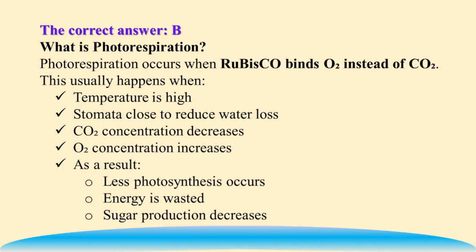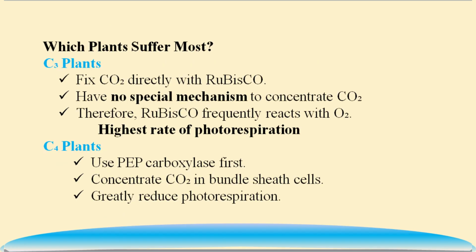The correct answer is B. Photorespiration occurs when rubisco binds oxygen instead of carbon dioxide. C3 plants have no special mechanism to concentrate carbon dioxide around rubisco. As a result, they experience the highest rate of photorespiration, especially in hot conditions.